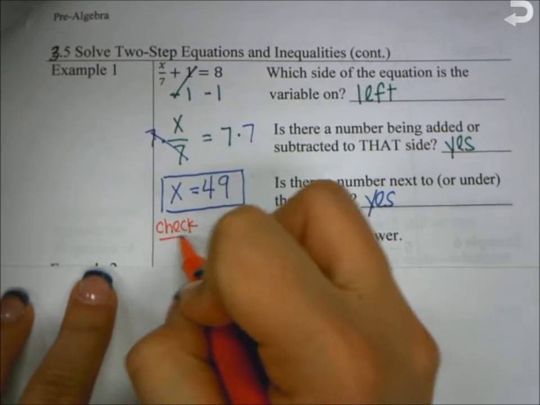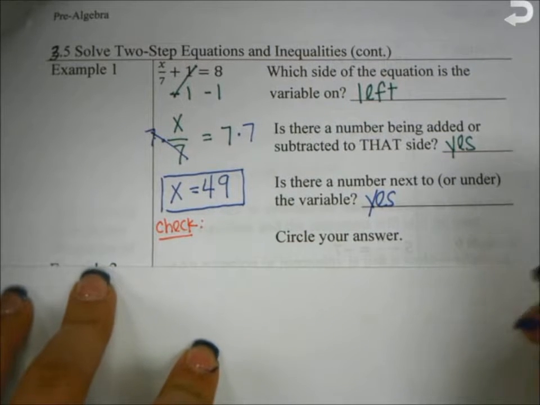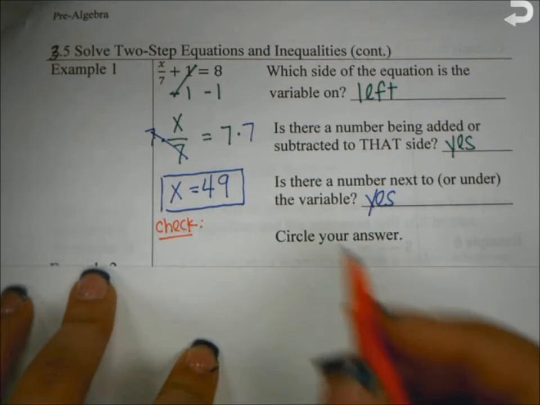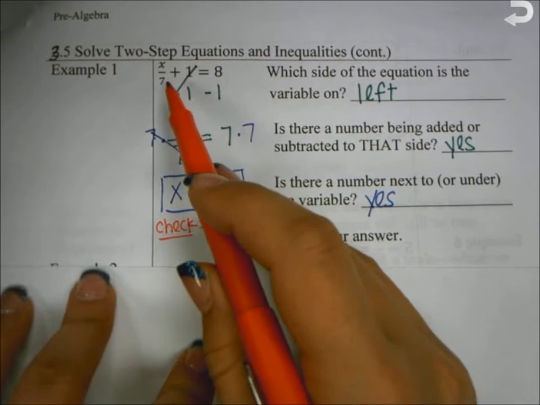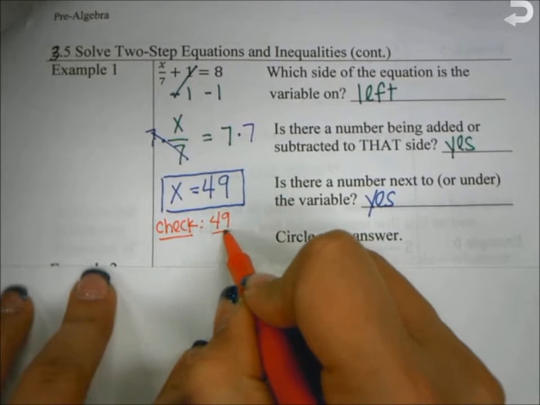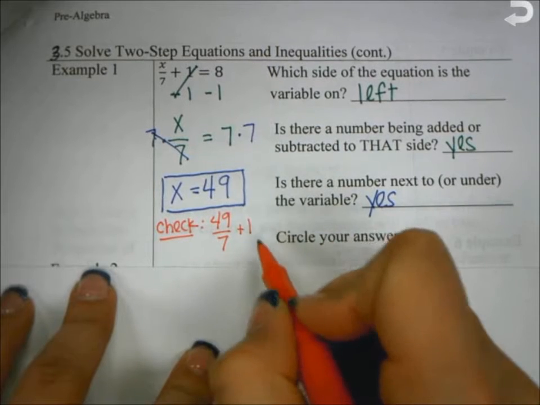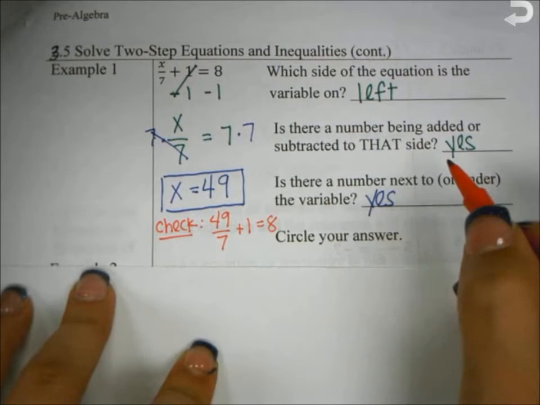So who can remind me how I check my answer? Bree, how do I check my answer? Exactly. I plug 49 back into the original equation. So we have 49 over 7 plus 1, and we want that to equal 8. We don't know if it does yet.